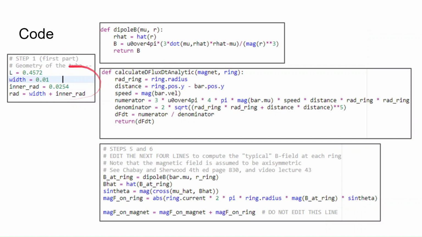Onto the code. These are just some of the snippets changed. Here are the starting values, for example the length of the tube, the width of the aluminum foil, the inner radius, and so on. Force of a dipole following that equation we showed earlier. Calculating flux, same thing. And computing the B field at each ring. We were modeling the tube as a bunch of rings stacked on top of each other.